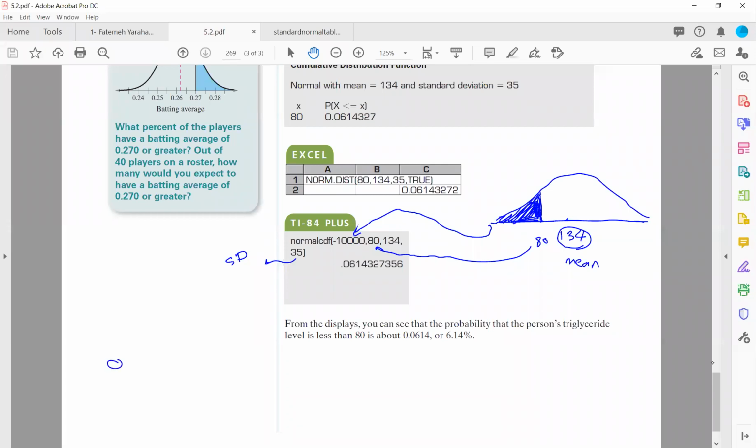Question. What if the question says, find the probability that x is greater than 80? What should I do? How do I use my calculator? I know the calculator just gives me the area, the probability to the left-hand side. To use your calculator, you write 1 minus normal CDF, and you enter this information.